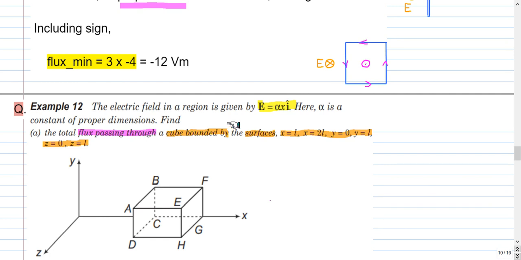The electric field in a region is given as E equal to alpha x i cap. Here alpha is a constant of proper dimensions. Find total flux passing through a cube by the surfaces x equal to L, x equal to 2L, y equal to 0, y equal to L, z equal to 0, z equal to L. So this is a cube of dimensions L by L by L. You can pause and attempt this question.